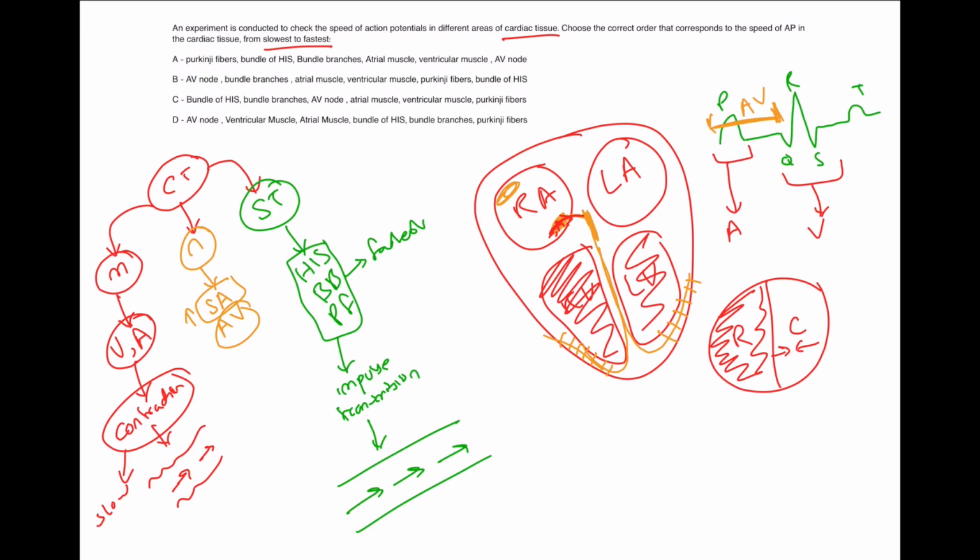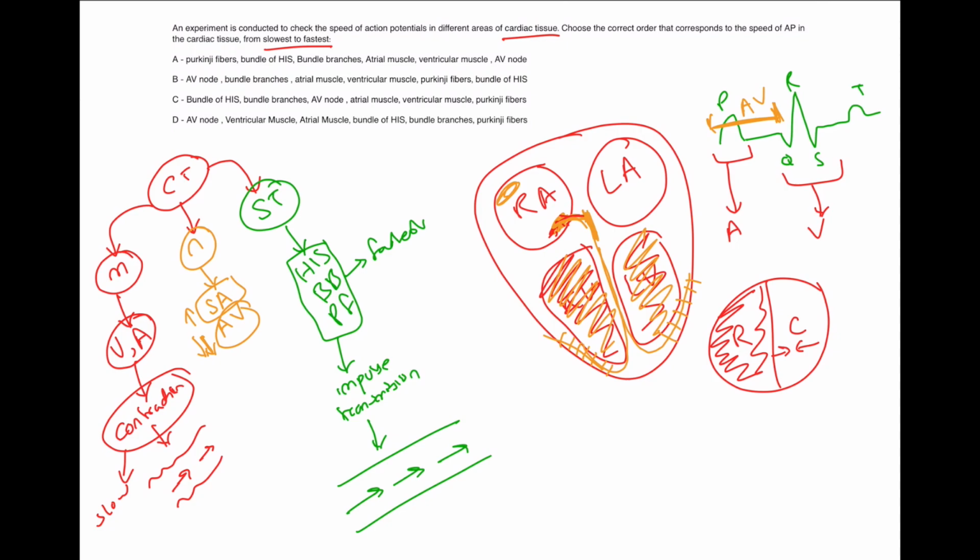So, coming back to our little flow chart on the side, your AV node is actually very slow. It is actually the slowest tissue in your cardiac histology, because the slower the AV node is, which in medicine we call AV nodal delay, the more time you have to completely fill the ventricles with blood and get ready for that systole, or that contraction of blood out of the ventricles and into the lungs and the body.